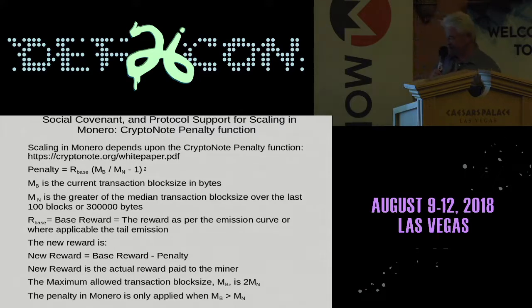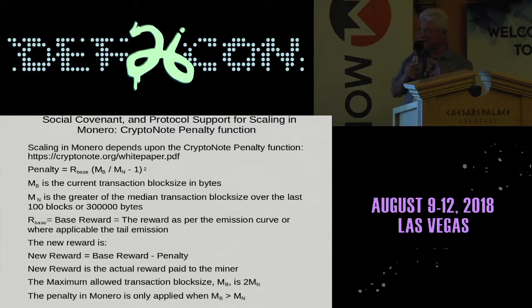And these are basic definitions. A couple of key elements about this are interesting. The first thing is that the block size can have a maximum of twice the median, so you can only make it twice as big, and the penalty is only applied when the proposed block size is greater than this effective median. So those are the key elements, the basics of the penalty.